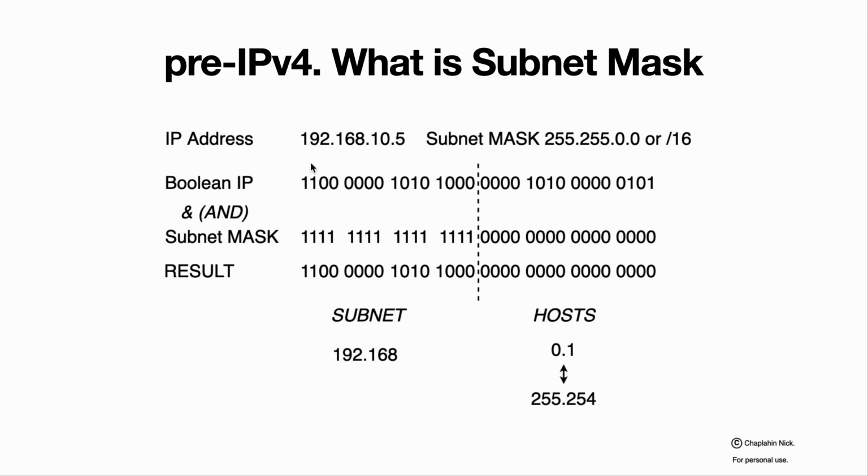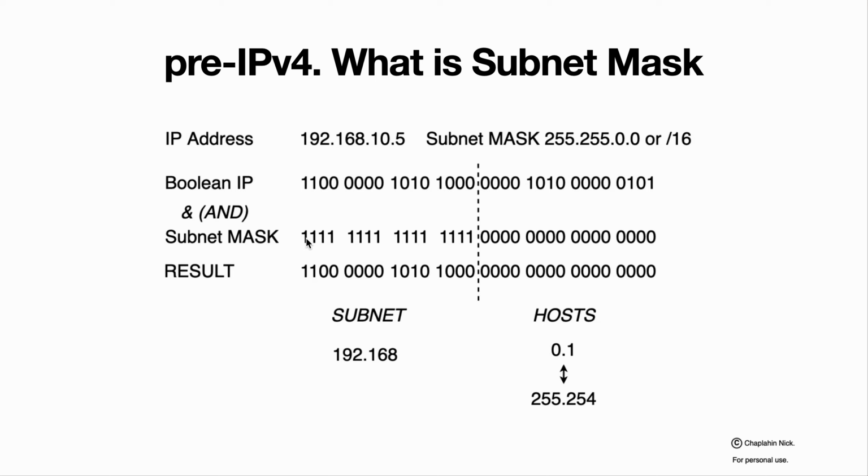And how is it used? For example, for the IP address 192.168.10.5, we want to define a subnet using the subnet mask 255.255.0.0, or in CIDR representation /16, because each byte is 8 bits, so we have 2 bytes set, 2 times 8, 16. Let's represent the IP in binary and the mask in binary. So now we have this visual representation.